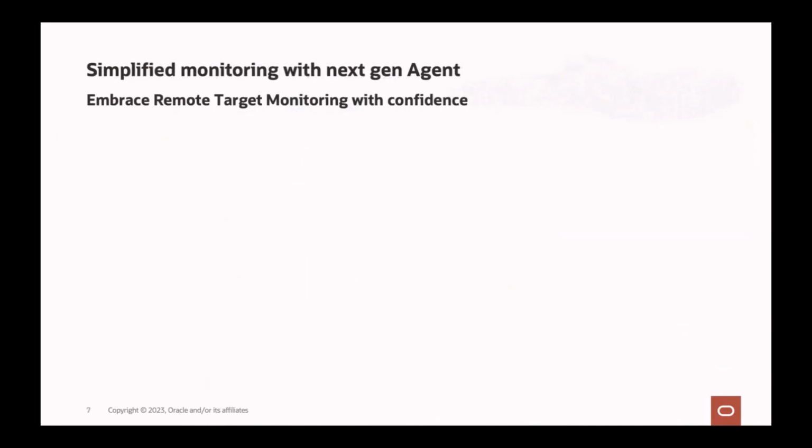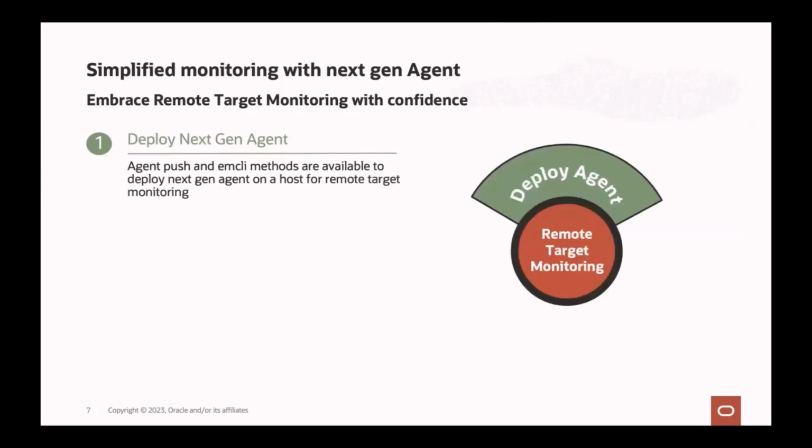Let me share with you the simple and efficient process for monitoring remote targets, which is database or host, through the next-gen agent. This process consists of 3 simple steps that allows us to effectively monitor and manage these targets. Let's explore the steps in detail. The first step is to deploy the next-gen agent. Here, we offer 2 methods for deploying the next-gen agent. One is through the agent push mechanism, and the second is through the EMCLI method.